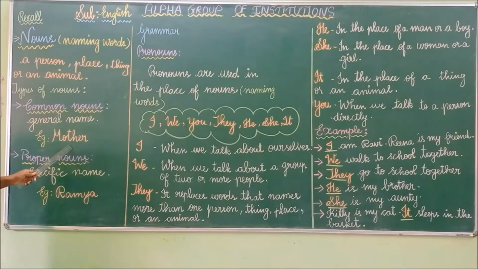Here, I am telling generally mother. It is a general name, so it is a common noun. When I am giving a specific name to the mother, Ramya, here Ramya is the specific name of a mother, so it is a proper noun. So in the previous class we have learned what are nouns and its two types, common noun and proper noun.